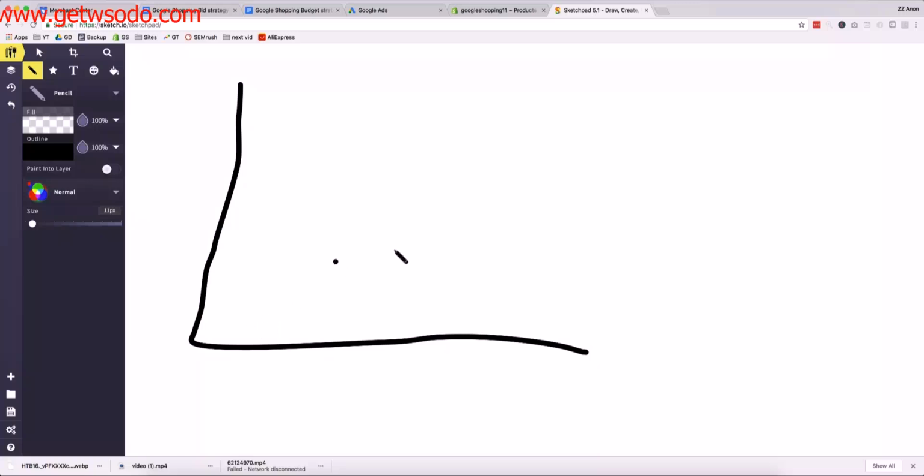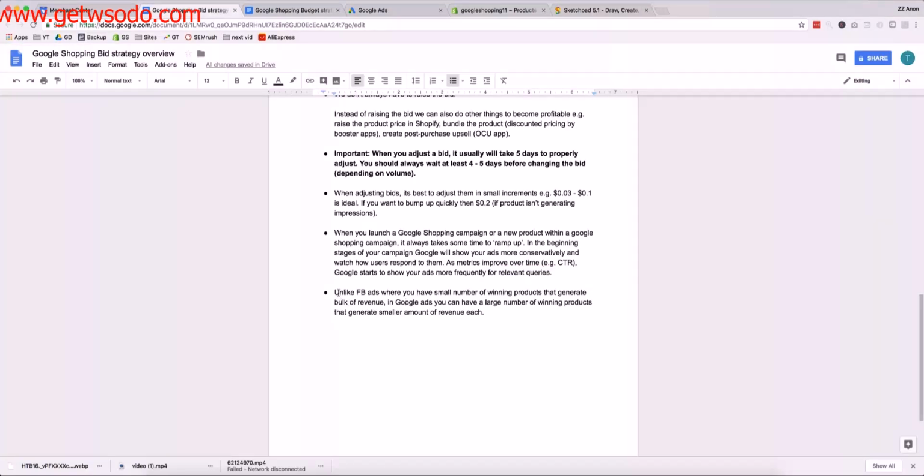So at the start, say you start off with a 40-cent bid for all your products, it's not like you're going to turn your campaign on and your clicks will just go like this. That's not what's going to happen. It's going to be more like this. Your clicks will come up over time, and it will take up to a week to ramp up to get to a stable level. So just remember that.